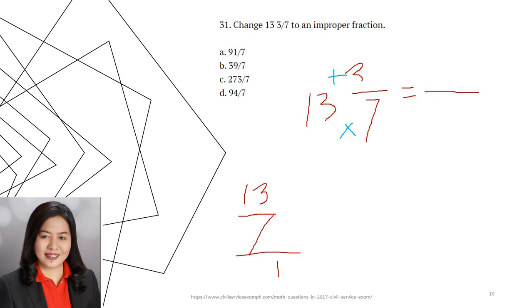So 13 times 7, sorry for that. That is 21 carried 2, 91. 91 plus 3 will give us 94. So it's 94 over 7. So we have here 94 over 7. That's letter D.